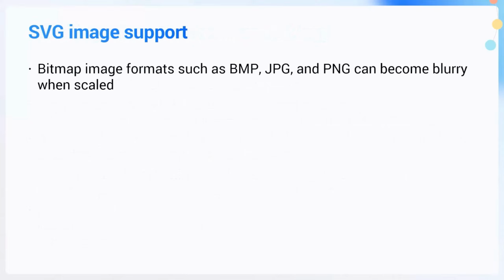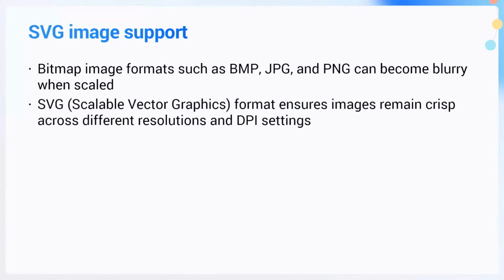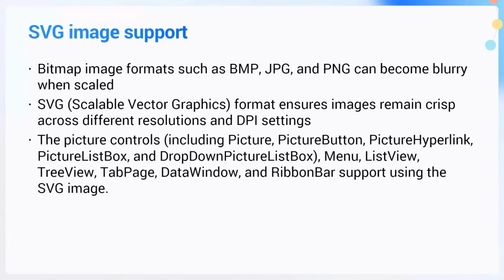So, SVG image support. The particular reason this is introduced is that now we have high DPI and these windows are being automatically scaled for us, image formats like bitmap, JPEG, and PNG often become blurry when scaled. And that's the advantage of SVG, is that SVGs remain crisp as they're being scaled. So now you can use SVG images in your application, and they will look better on higher DPI applications. All of the picture controls now support selecting SVG in addition to bitmap, JPEG, or PNG.